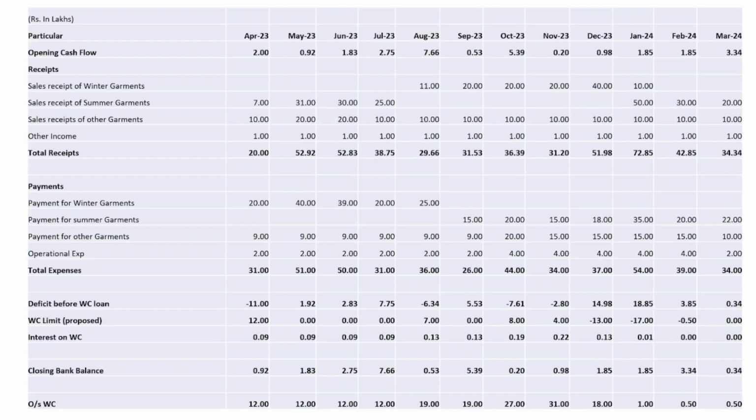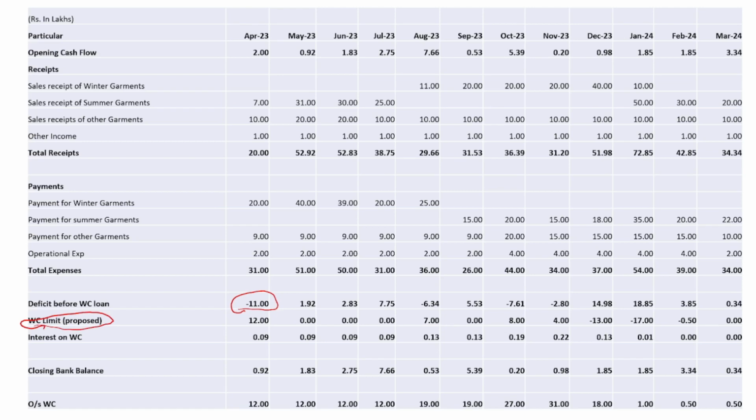Okay, up to this is the same as the previous slide. Deficit before working capital loan is the same as the previous slide. Now we are proposing the working capital limit. How will we set the working capital limit?